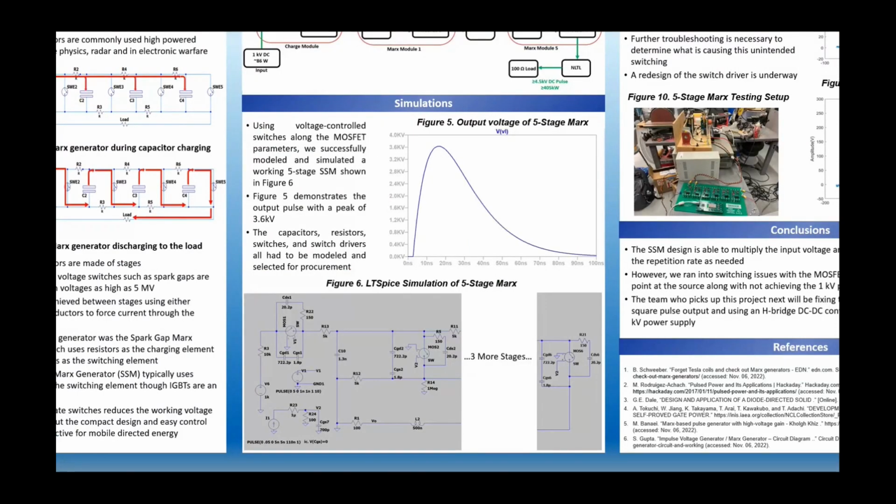When we were simulating under ideal conditions, of course, we added some resistive and capacitive elements to give it a more realistic representation of what our actual circuit would be like. You can see our actual simulation model in figure 6, and in figure 5 you can see the output voltage that we were getting. With a 1 kV input, we were able to get 3.6 kilovolts at the output, and this simulation was mainly just to get the capacitor and resistor values that we needed. We then selected components and started building.